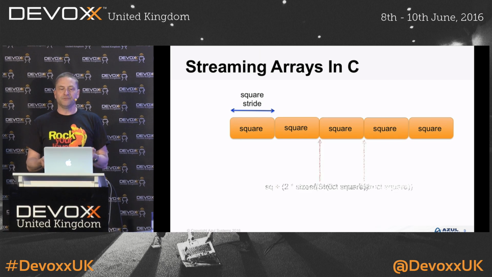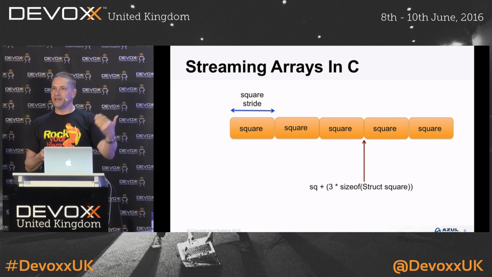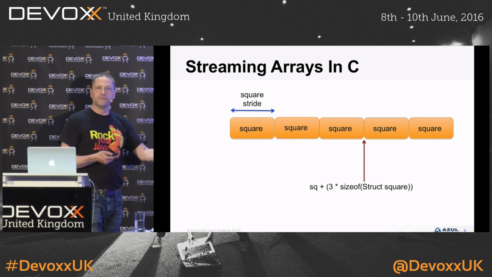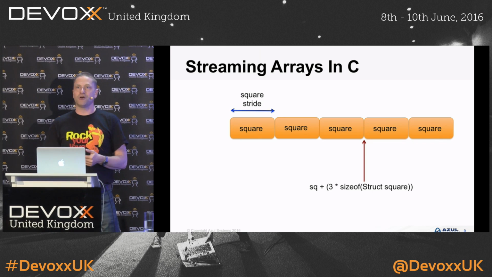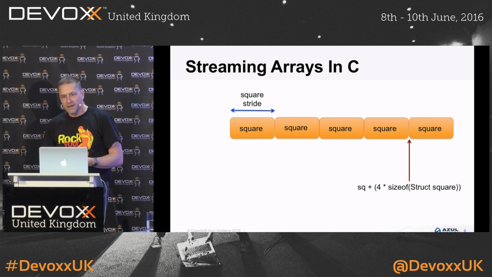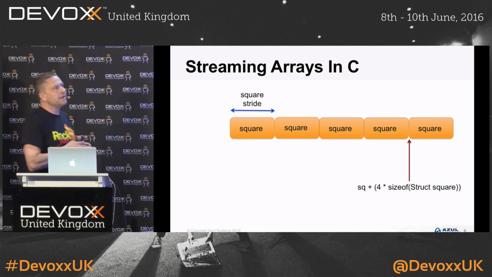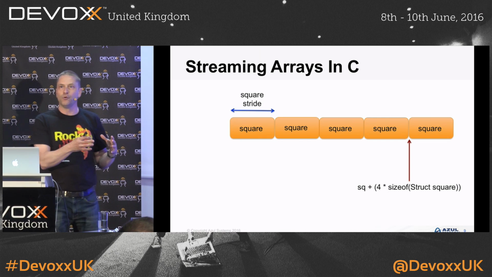And we can repeat that for the second one, the third one, by just incrementing by the number of times the size of the struct in order to get to the beginning of the struct that we're interested in. The key thing about this is that that will give us very good performance.